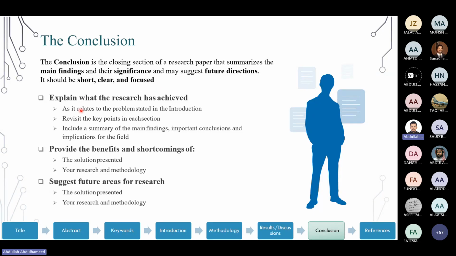So what you should include, explain what the research has achieved. So what you achieved, as it is related to the problem stated on the introduction. Because in the introduction, you state a problem. You mention there's a problem. You mention there's a limitation in some of the research, the previous research from the literature review. So did your research achieve or accomplish this problem statement?